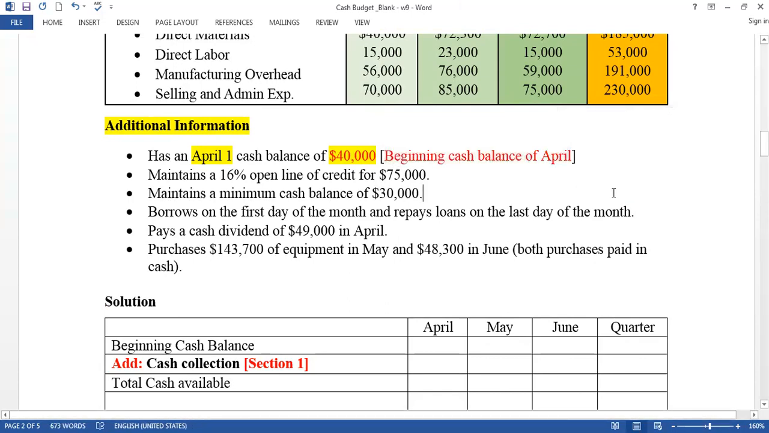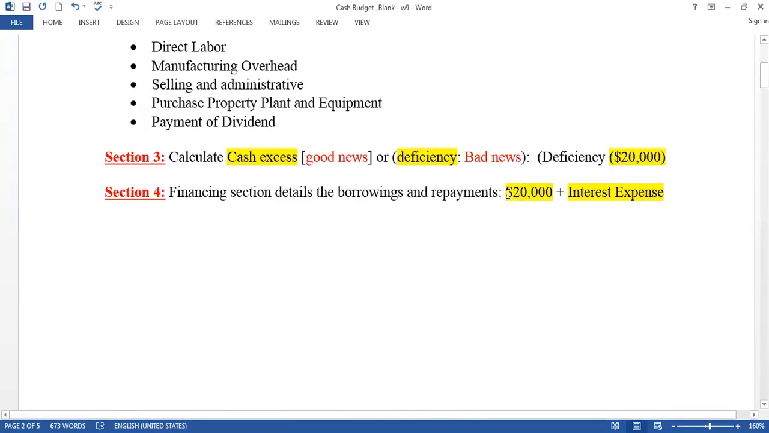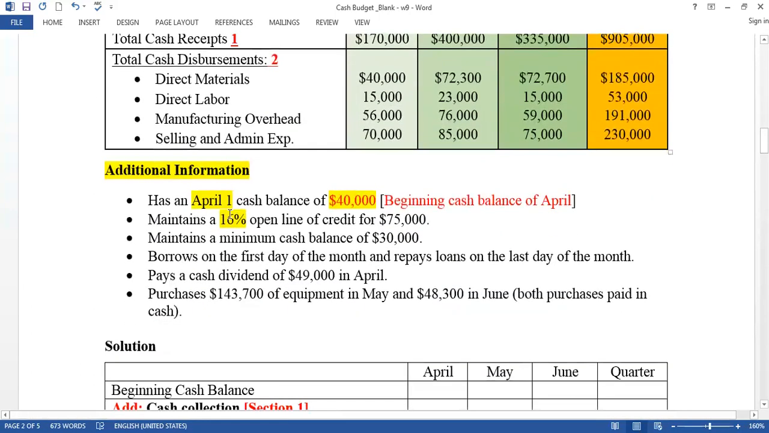This information is given. So you have another piece of information given. Maintain a 16% open line of credit for $75,000. So 16%. What is the meaning of 16% here? I told you that whenever we are going to repay our loan, we have to pay interest expense. And at that time, we need an interest rate, right? We need a rate. The rate is 16% interest rate. And the credit line is $75,000.